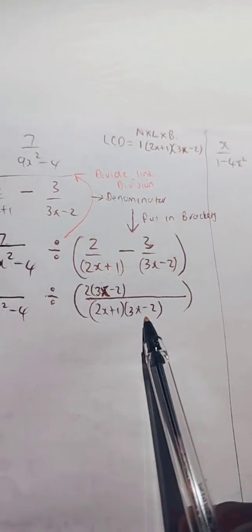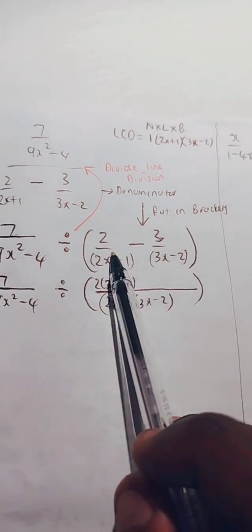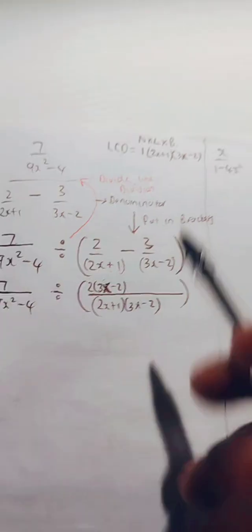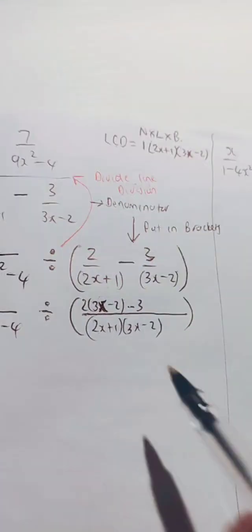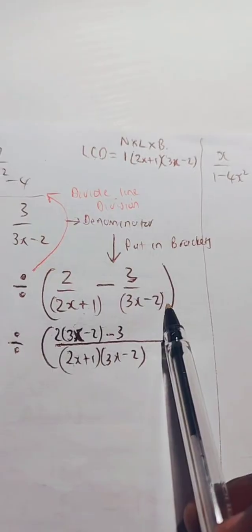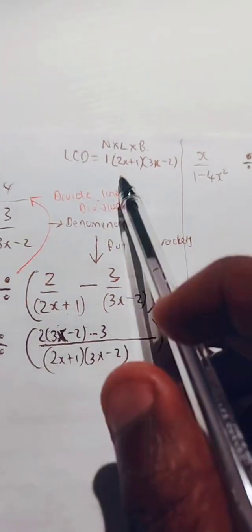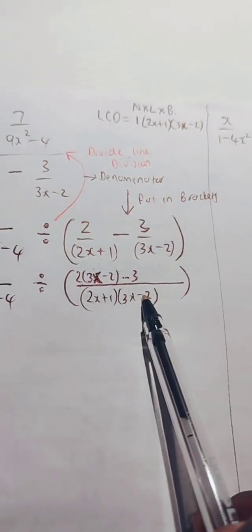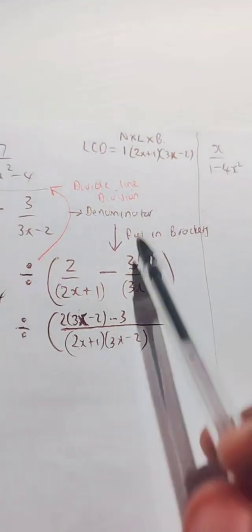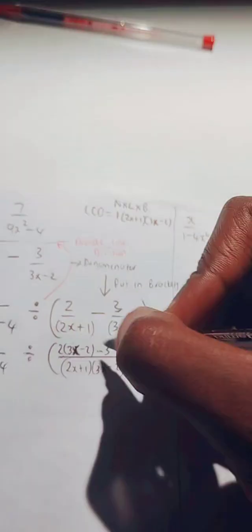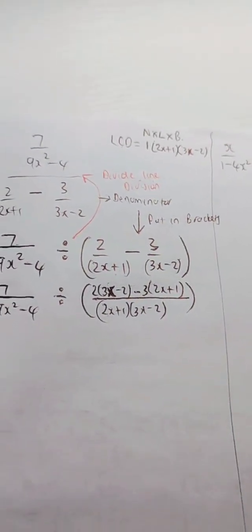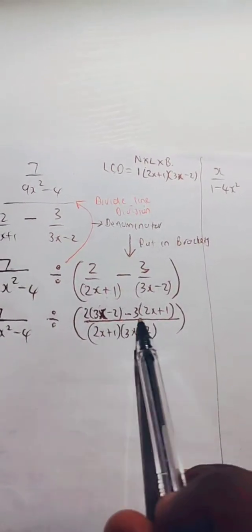What was missing here? 3x minus 2. So what we do at the bottom, we do at the top. So 2 is also going to be multiplied by what was missing, which is 3x minus 2. Minus 3. Now, who is missing here? 3x minus 2 is always there. Who's missing? It's 2x plus 1. This is the same lowest common denominator. Then if it was 2x plus 1 that was missing in the denominator, it means 2x plus 1 is missing in the numerator. Now we can multiply out, add and subtract like terms.